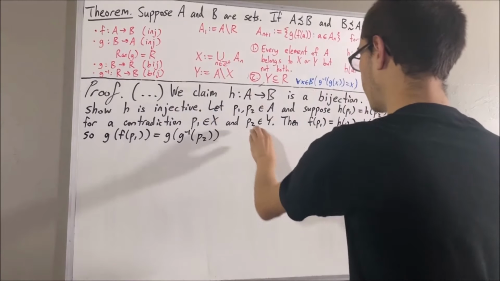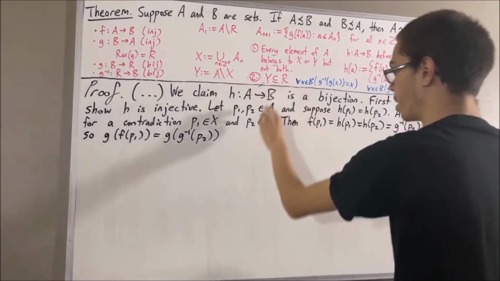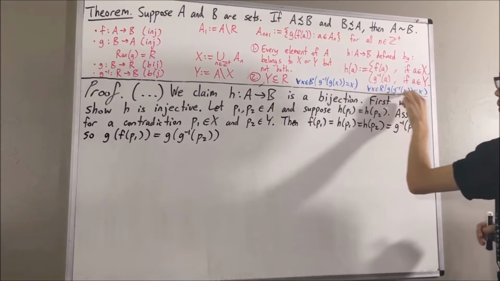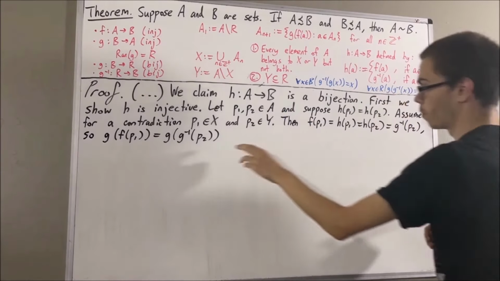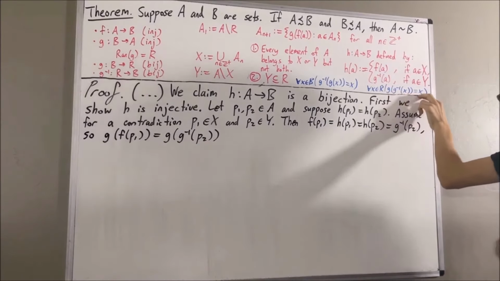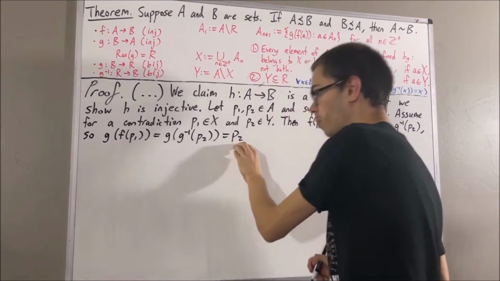And since p2 is an element of y, and every element of y belongs to R, we know that p2 belongs to R. And we know that this statement works for all elements of R, so it must work for p2. Therefore, g of g inverse of p2 is equal to p2. So g of f of p1 is equal to p2.